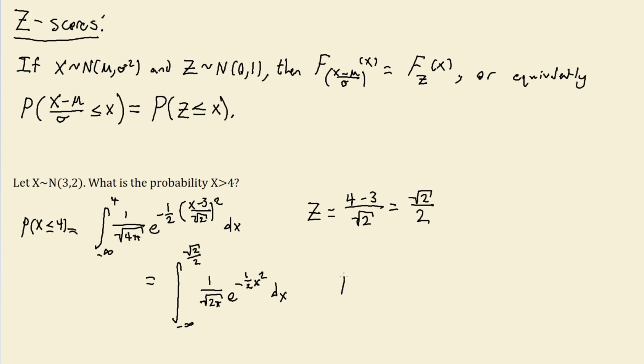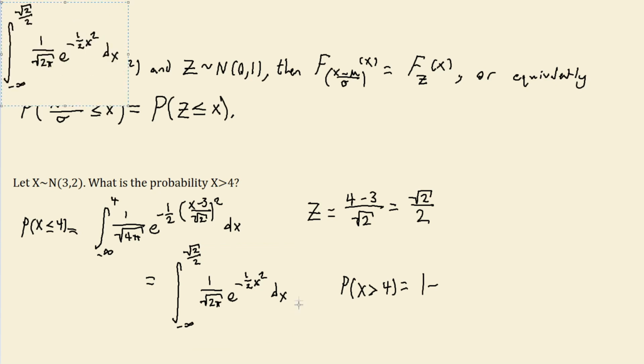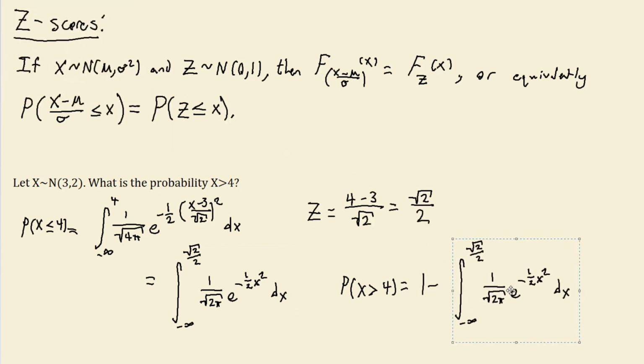And so our answer here is going to be 1 minus this integral. The probability of x being greater than 4 will be equal to 1 minus, and you could use either one of these integrals, but just for the sake of demonstration, I'll use this one. So we want to plug that one in here. You can evaluate this in your calculator or Desmos, but if you plug that in, you will get about 0.2397.